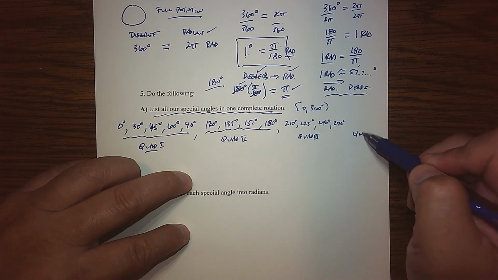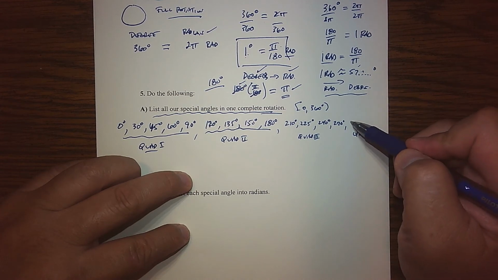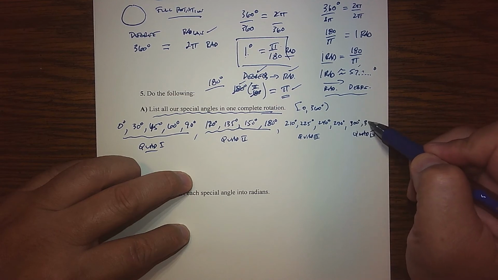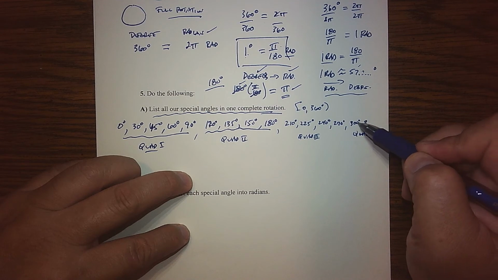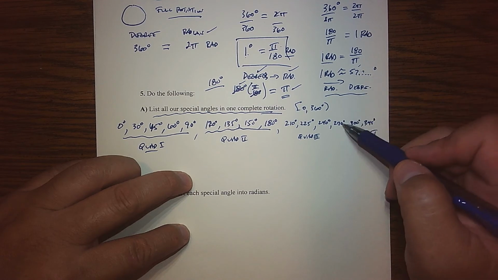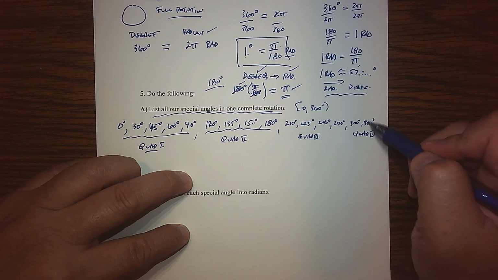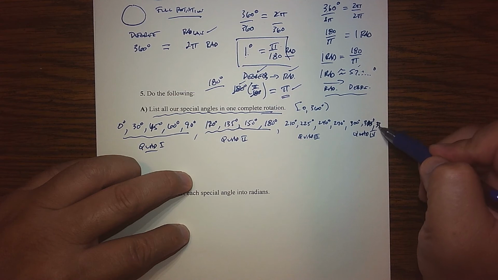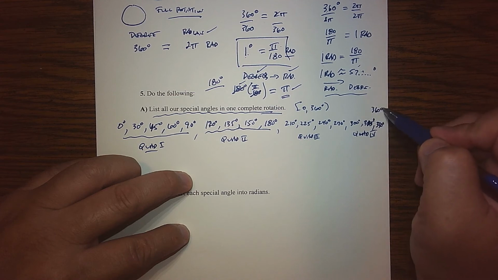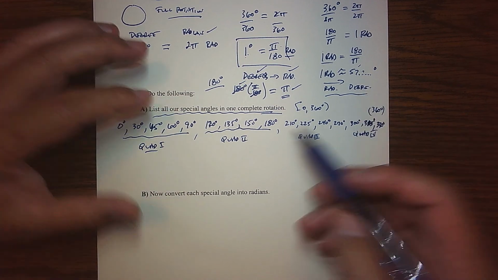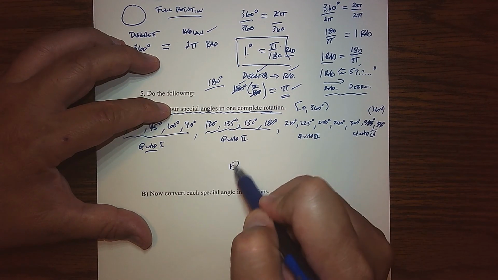Then heading into quadrant 4, we have 300 degrees, then 315, let me make sure I do my math right here, and then we have 330, and then we're at 360. Sorry, I'm running off the board there. Those are all our special angles that we know we can find exact values for.